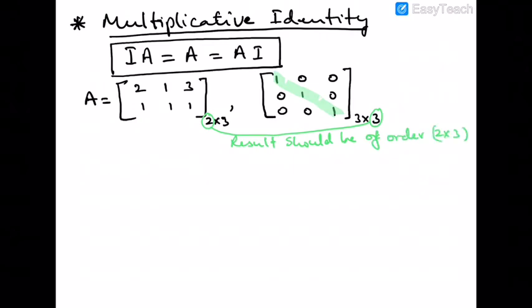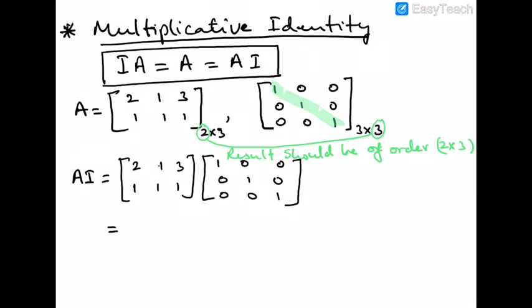Now multiply A with I, we will get 2, 1, 3, 1, 1, 1 times 1, 0, 0, 0, 1, 0, 0, 0, 1. Now take the first row of matrix A and the first column of the identity matrix and multiply 2 with 1, 1 with 0 and 3 with 0 and add them. So we will get 2 times 1 plus 0 plus 0.